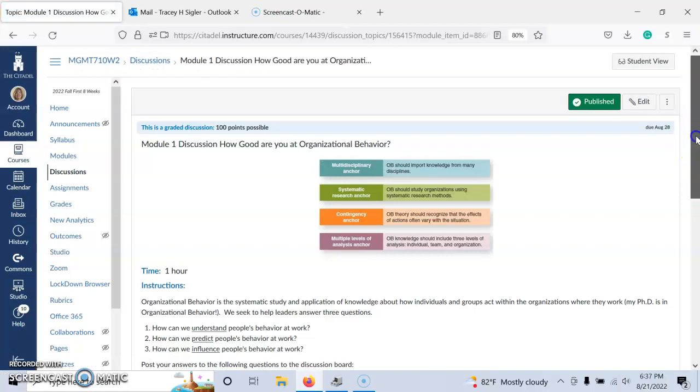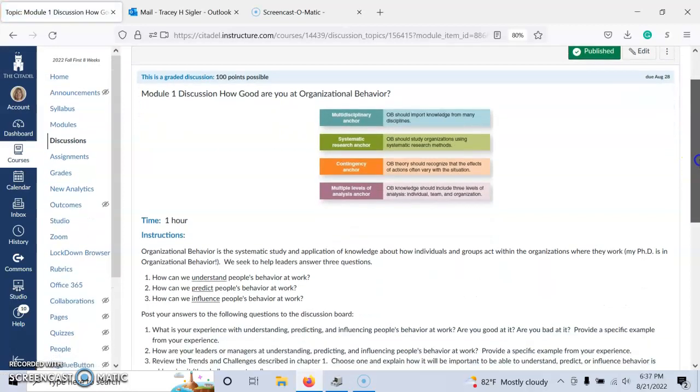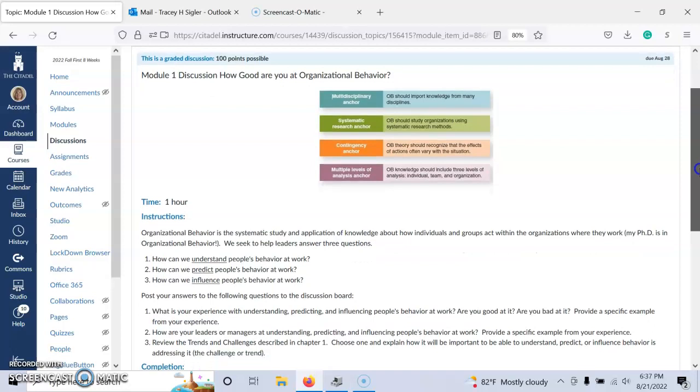The first regular discussion board for Module 1, the only regular discussion board, is to get you thinking about what organizational behavior is. Basically, it's trying to understand, predict, and influence people's behavior at work. We often focus on influence and control, and how we make people do what we want them to do.